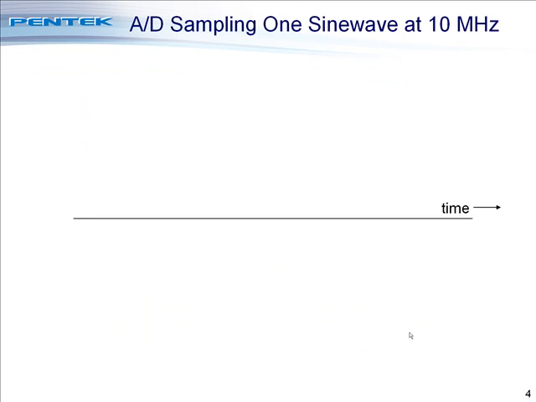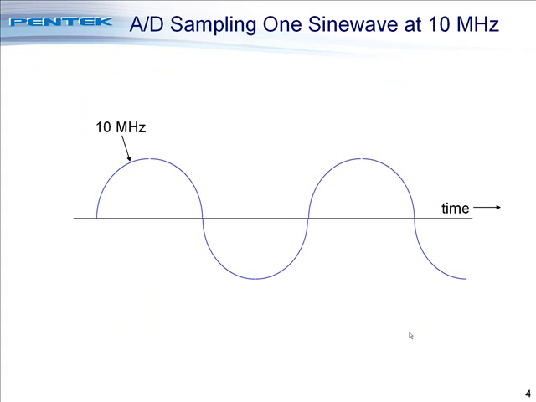So let's take a look at a sine wave signal at 10 megahertz. We're going to feed this into an A to D converter, and we're going to notice that the sine wave has a period of 100 nanoseconds. That's one cycle of the sine wave.